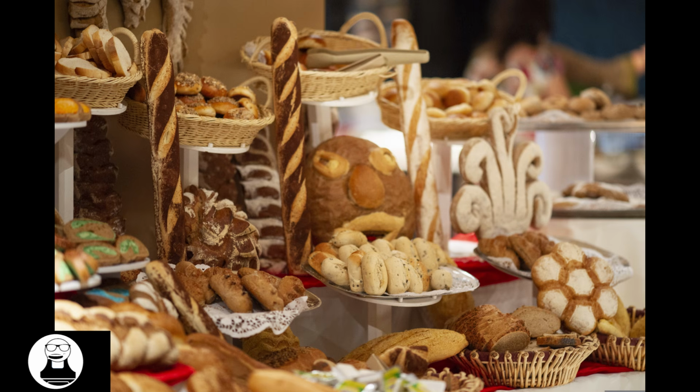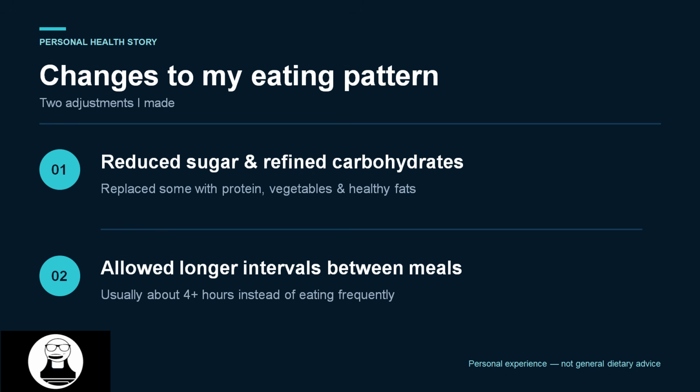Sugar and highly refined carbohydrates can raise blood glucose quickly, although the response varies between individuals and foods. I began reducing my intake of sugar and refined carbohydrates significantly and replaced some of them with more protein, vegetables, and healthy fats. I also allowed longer intervals between meals, usually about 4 hours or more, instead of eating frequently throughout the day. About 7 months later, I repeated my blood tests.